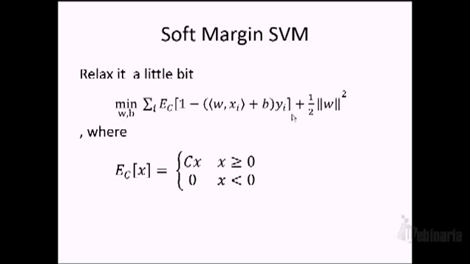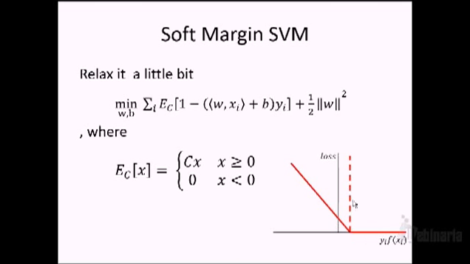And so we would like to relax this loss function a little bit. So we will replace this harsh term with a function that's equal to Cx rather than infinity when x is greater than or equal to 0. That is, rather than penalizing the violation of the constraint with an infinite penalty, we penalize it with some finite penalty that increases with the amount of violation.